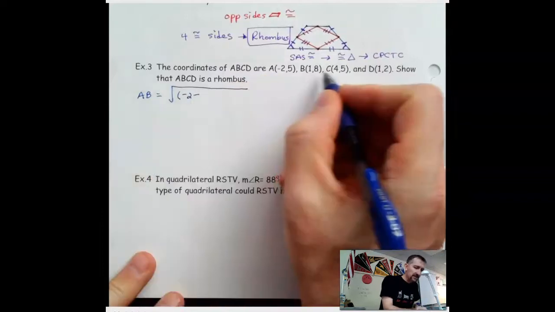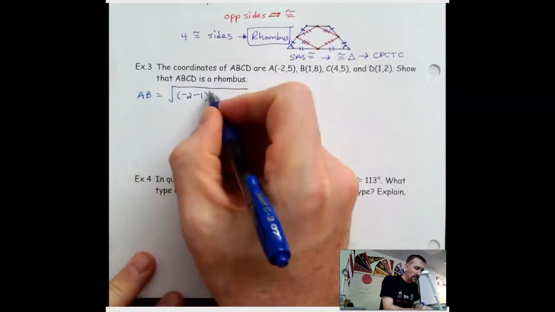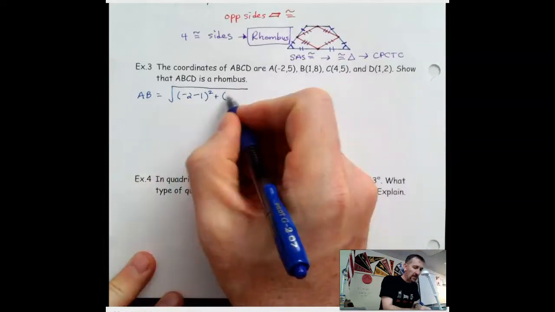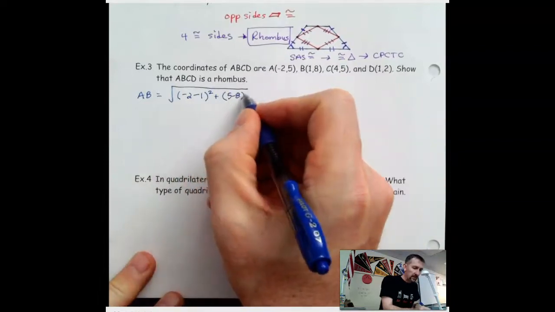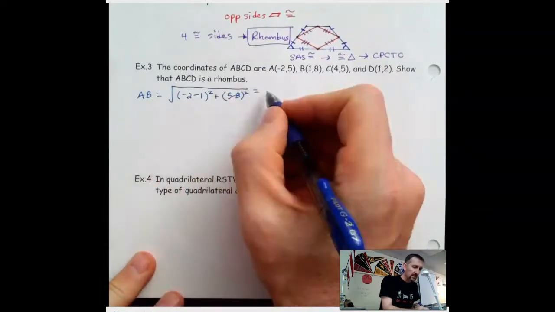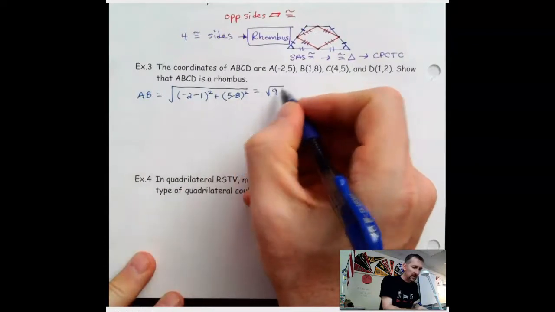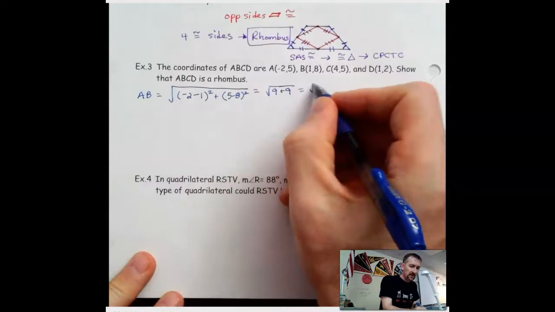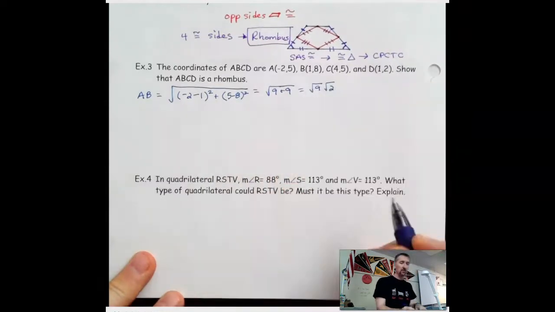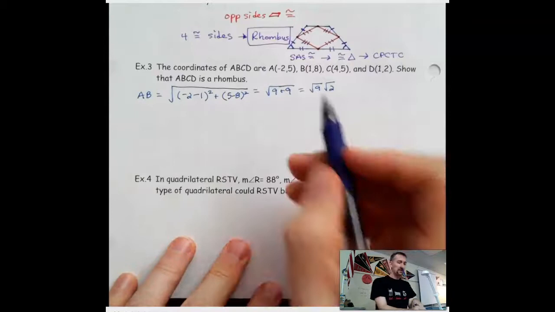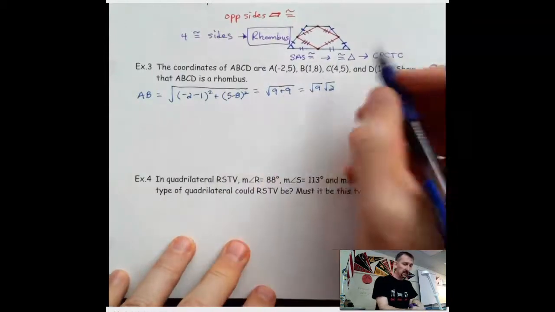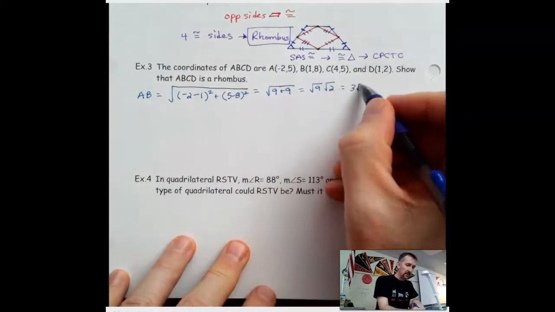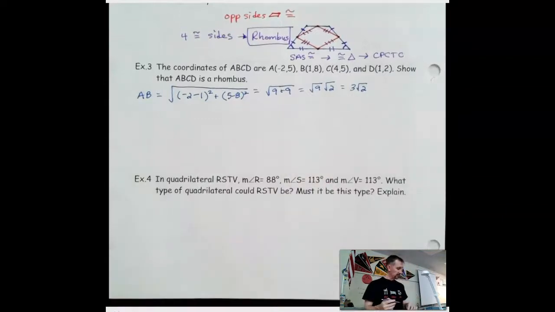x minus x squared plus y minus y squared. So that's going to be negative 3 squared is 9, and negative 3 squared is 9. So that's 2 9s. So I could just put 9 times 2. All right? Now you could say that's 18, and then you could factor 18 to 9 and 2. But so that's 3 root 2.